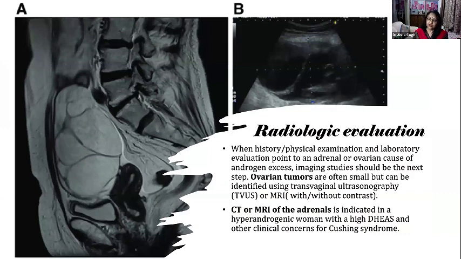Radiologic evaluation. Now, ovarian tumors can be easily distinguished with maybe TVS or TAS. They are very small, but they can be identified. Very rarely you will require MRI in that. So this is an example of ovarian tumor on MRI. So you can see the enlarged ovarian tumor. CT or MRI of adrenals is indicated, not in all, but in those hyperandrogenic women who have a high DHEAS and other clinical concerns for Cushing syndrome.